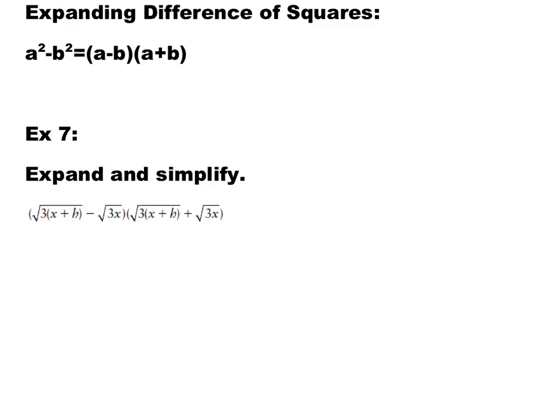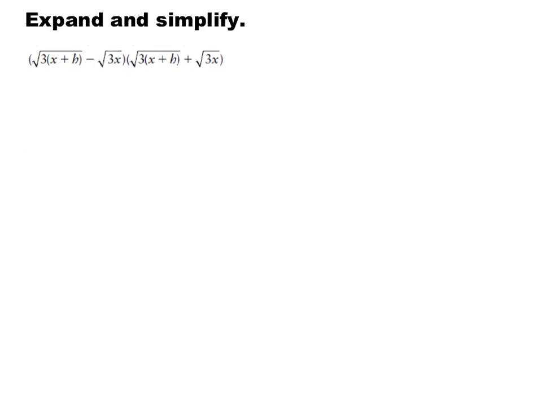A simple form of what we did before, the difference of the nth power, is the difference of squares. A squared minus b squared is a minus b times a plus b. Now, to do one example, we are supposed to expand and simplify this product. If we assign square root of 3 times x plus h as a and square root of 3x as b, then this becomes a minus b times a plus b, which is a squared minus b squared.